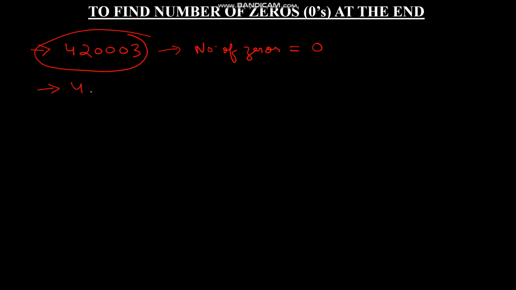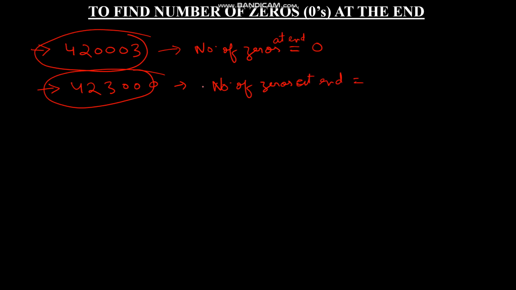Suppose there is a number 423000. Then the number of zeros at the end will be 3. So there are 3 zeros.